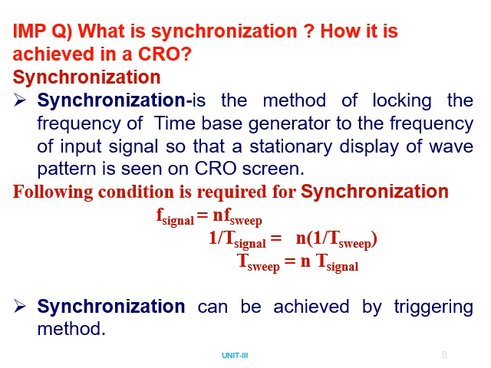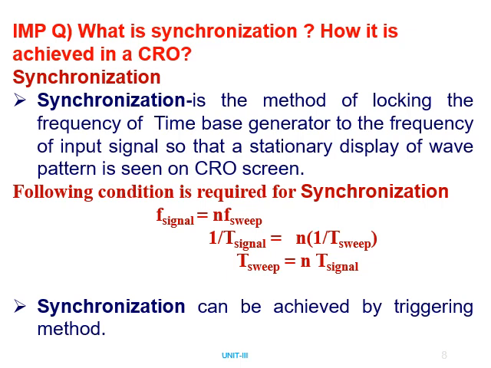Synchronization is the method of locking the frequency of the time-base generator to the frequency of the input signal so that a stationary display of the wave pattern will be seen on the CRO screen. To get a stable and steady display of signal voltage on the screen, the frequency of both the time-base generator and the input signal should be matched. The following condition is required to achieve synchronization.